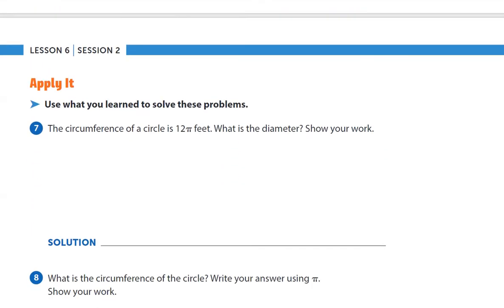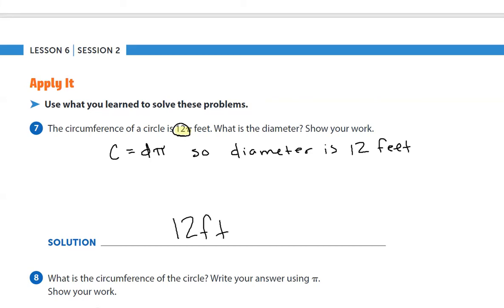Number 7, the exact circumference of a circle is just 12 pi feet. What is the diameter? Show your work. Hey, show your work on that. The formula is diameter times pi. Circumference is diameter times pi. So the diameter is 12 feet. Not much work to show there, is there?